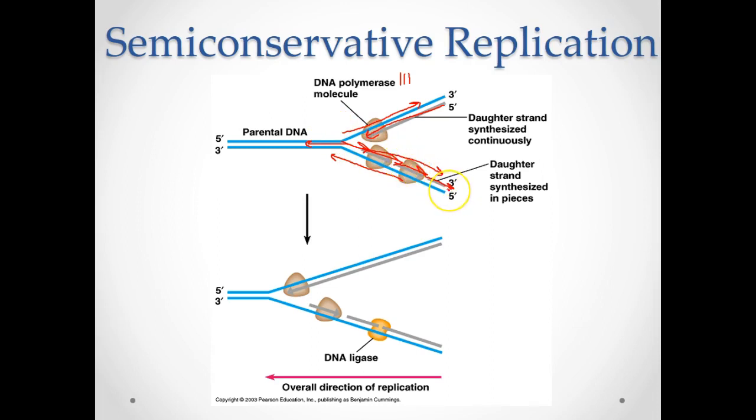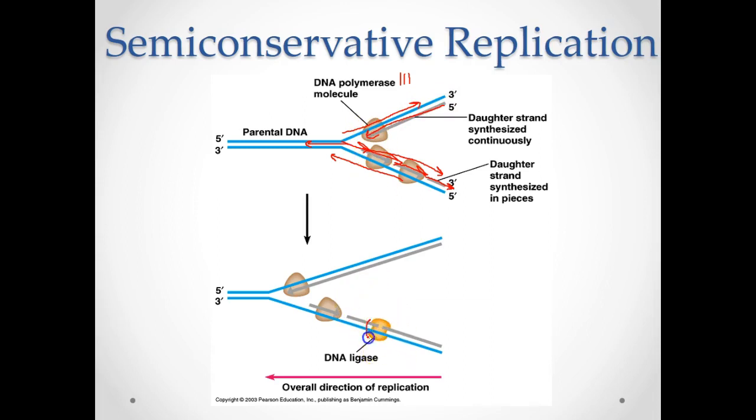We call those Okazaki fragments. And we call this the lagging strand. Okay, this strand down here is called the lagging strand because we have to make it in a non-continuous motion. This is called the leading strand because we can make it in a continuous motion.